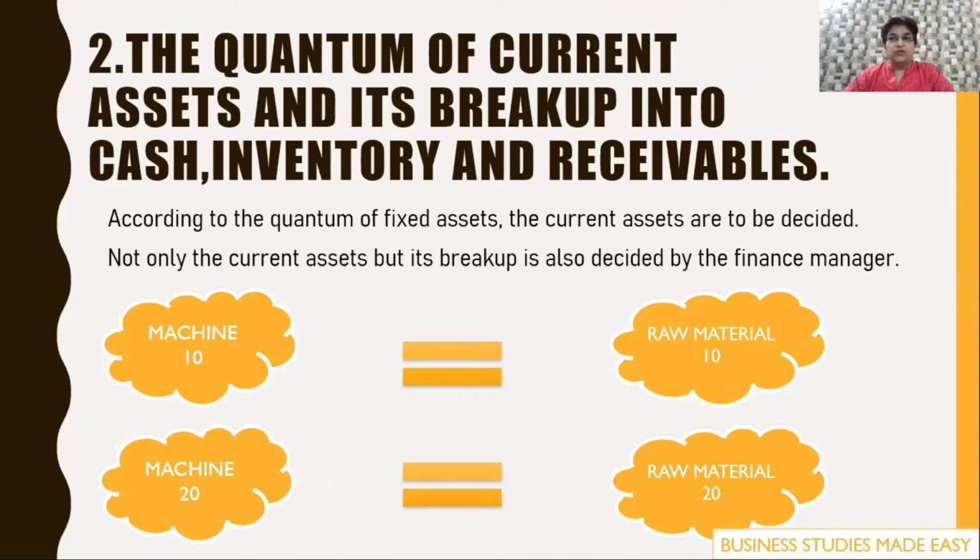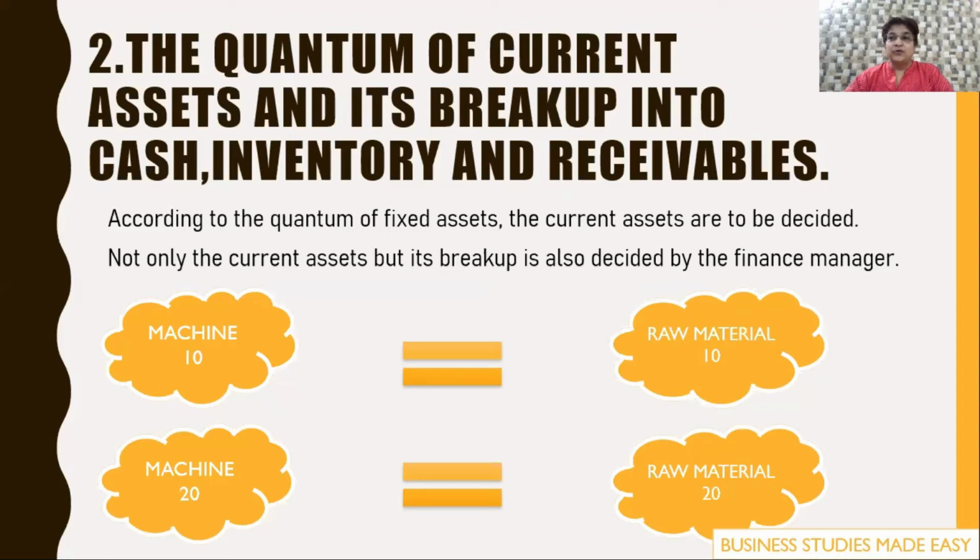Then once he decides the amount of fixed asset, the second role that financial management has to do is the quantum of current asset and its breakup into cash, inventory, and receivables. So once he has decided what the fixed assets are going to be, then he has to decide the amount of current asset that relate to that fixed asset. For example, if he has decided that he's going to start the business with 10 machines, then the raw material that should be available should also be for 10 machines. Suppose he decides that the business should start with 20 machines.